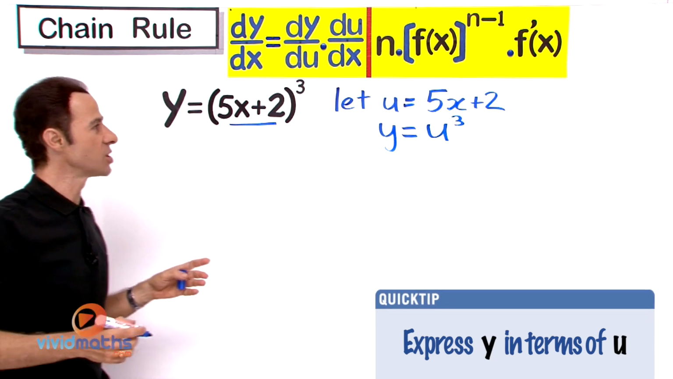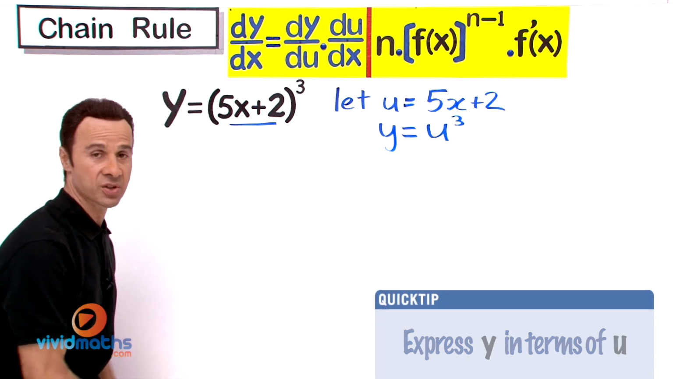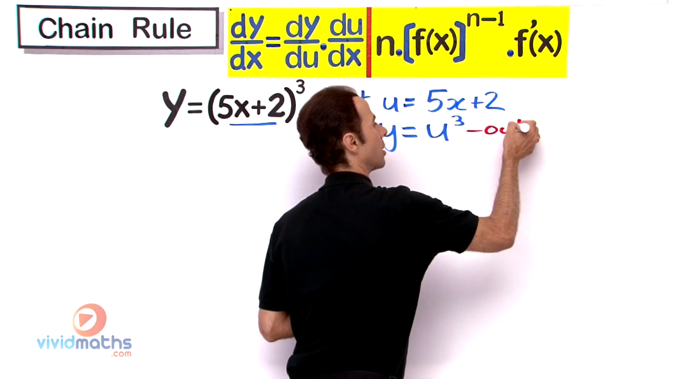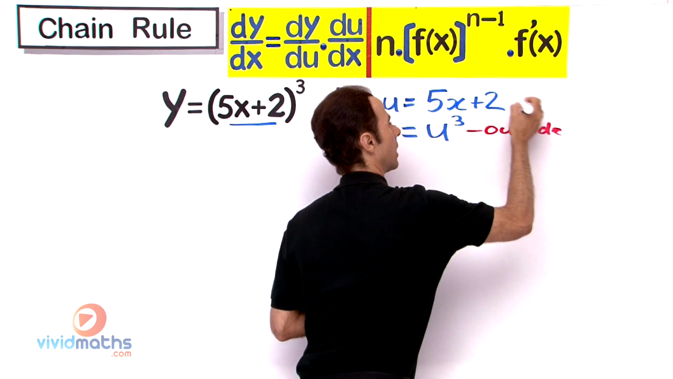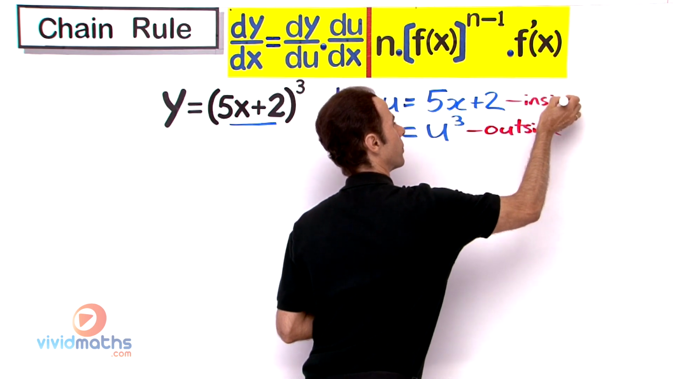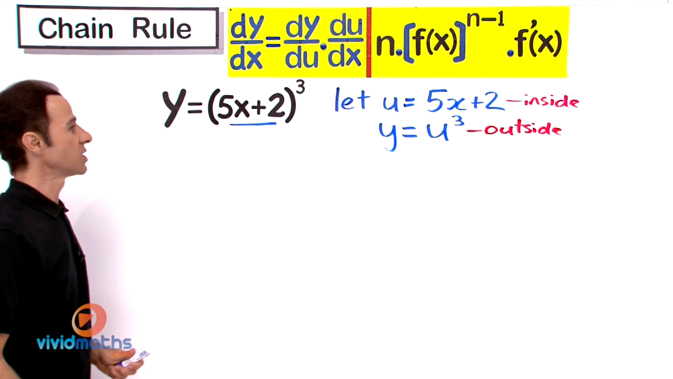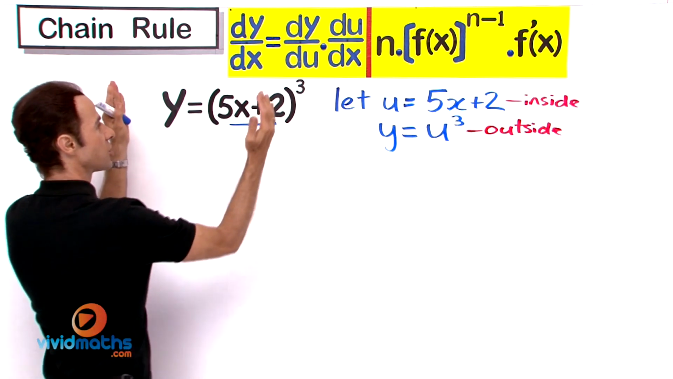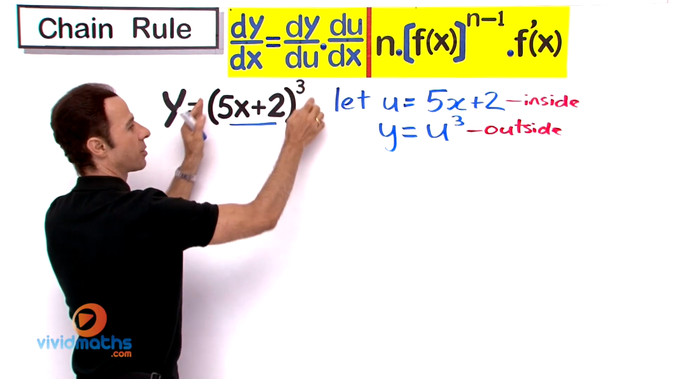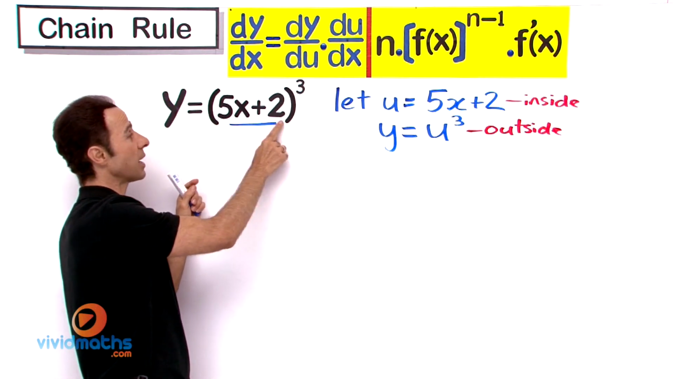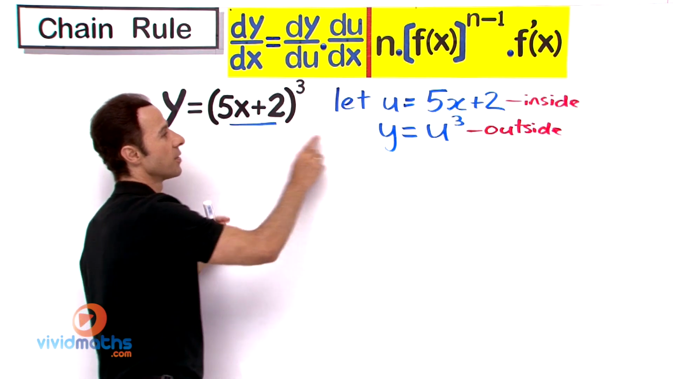Okay, so let me just write out next to it so you can kind of see how this is working. This is the outside, and this is the inside. Okay, let's have another look here. We have the outside, y equals brackets to the power 3, right there. And the inside, the guts of these brackets in here, 5x plus 2, that's the inside there.